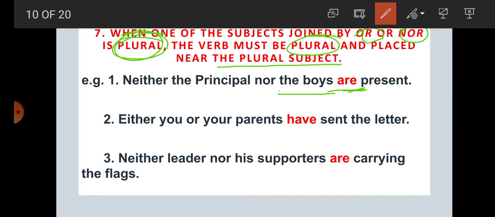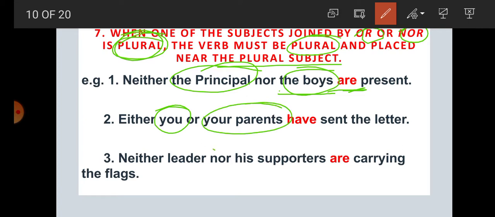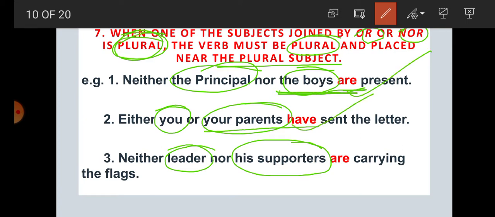For example, student, in the first sentence there are two subjects. The principal is singular, the boys plural. In the second sentence, you singular, your parents plural. Third sentence, leader singular, his supporters plural. So the plural one is written near the verb. That's why according to the boys, are is correct. Your parents, have, plural is correct. His supporters, are is correct. All three plural subjects, the boys, your parents and his supporters, are written near the verb.